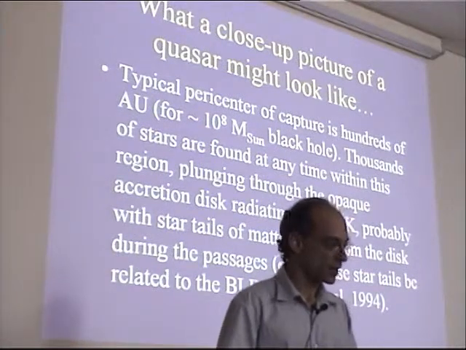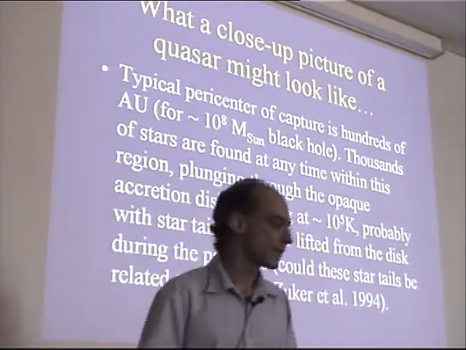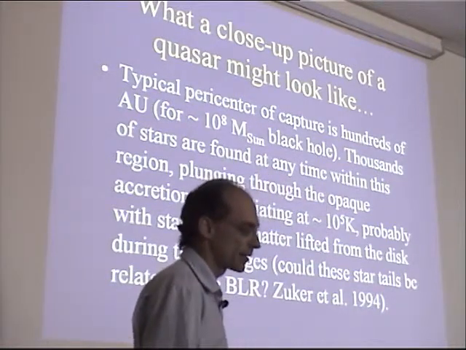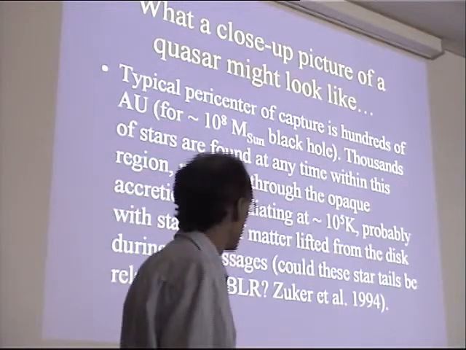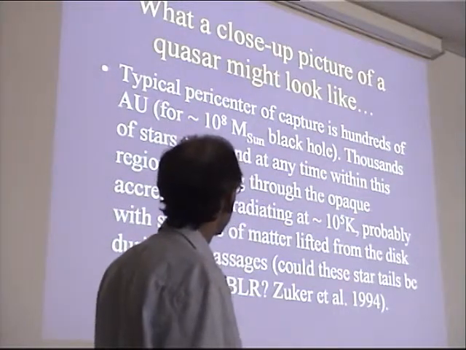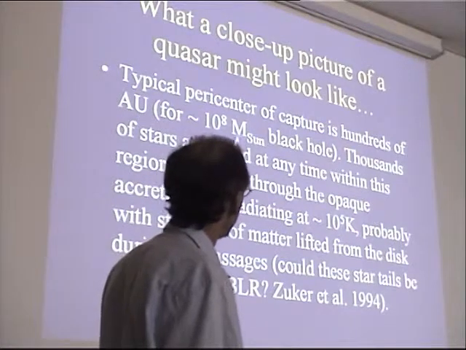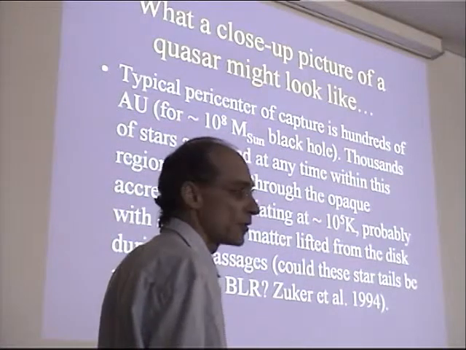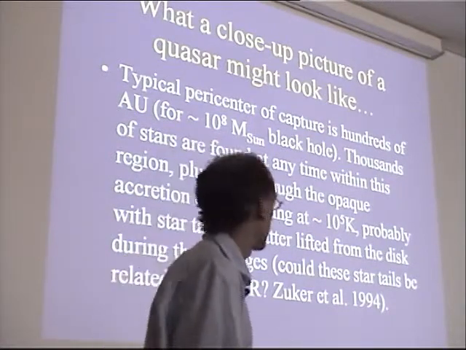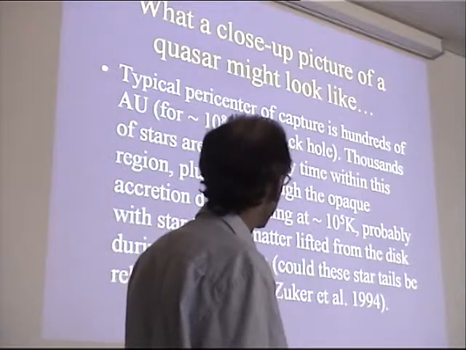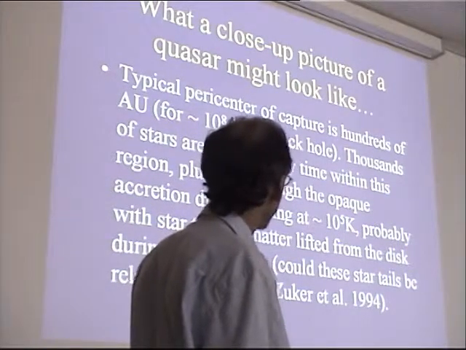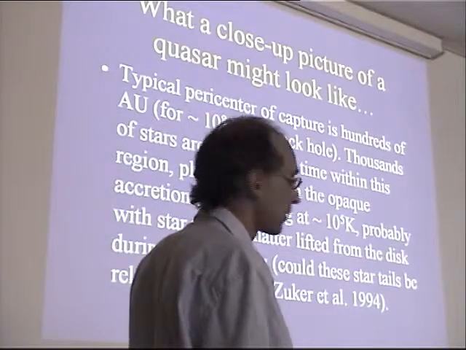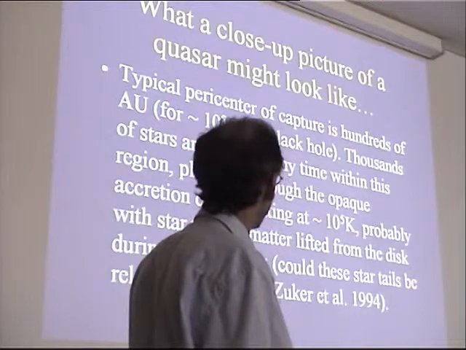Okay, in this model, if you were able to take a close-up picture of what a quasar might look like, the typical pericenter where these stars would be captured is hundreds of AU for the 10 to the 8 solar mass black hole, or basically hundreds of Schwarzschild radii. At any time, in order to supply the accretion rate, which for this mass would be about 1 solar mass per year, thousands of stars would be found going through this region of several hundreds of AU where they are captured, going through their pericenters, crossing the disk all the time.